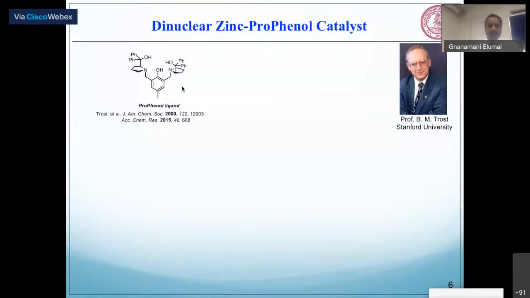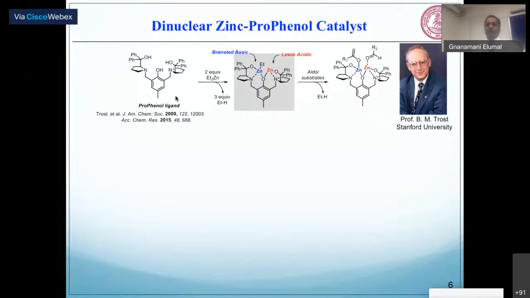The ProPhenol molecule is not active until we add two equivalents of diethyl zinc to make a metal complex. Once we add the diethyl zinc, the dinuclear species becomes active, in which one zinc acts as a Brønsted base and the other zinc acts as a Lewis acid in nature. So it helps to keep both the electrophile and nucleophile in the steric pocket, so the chirality will be transferred in the chiral environment. Then we can achieve the products enantioselectively.